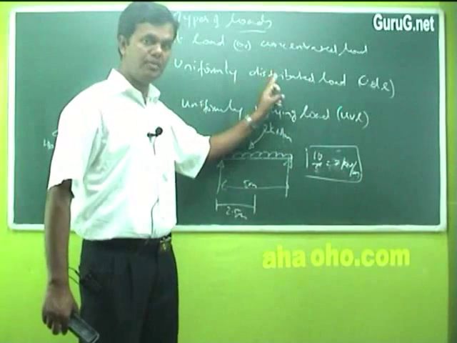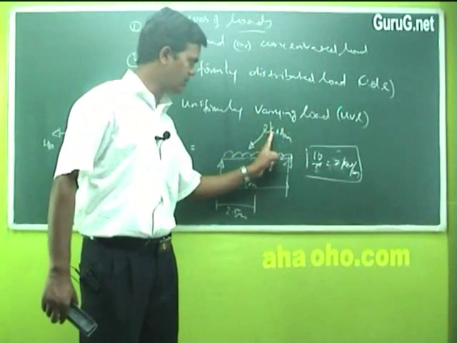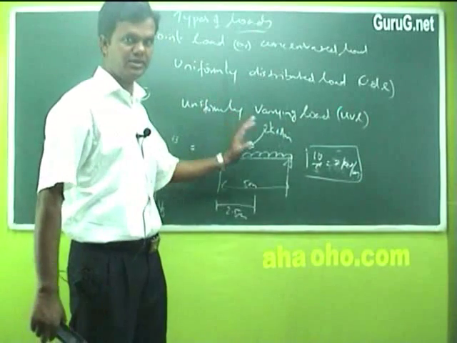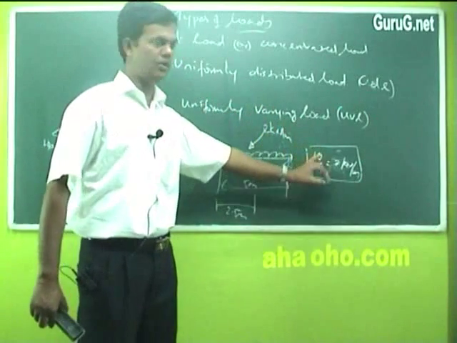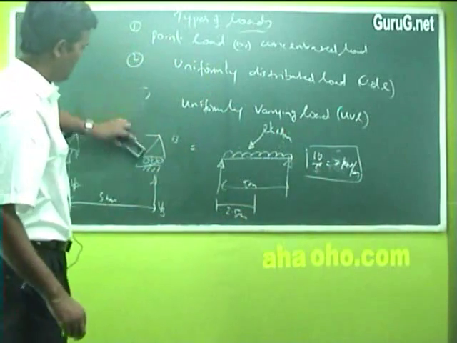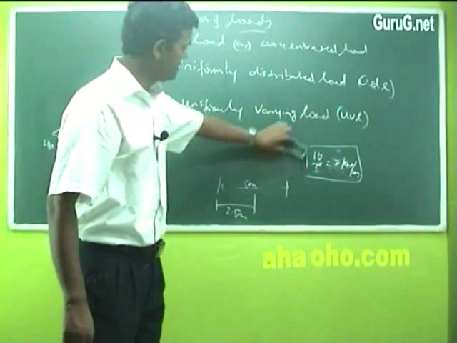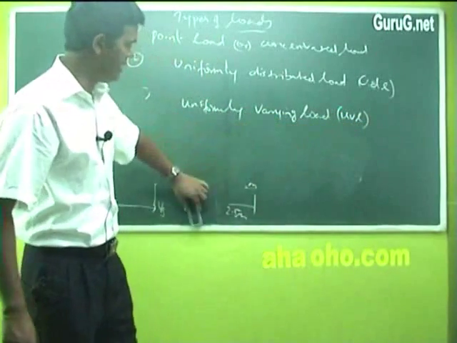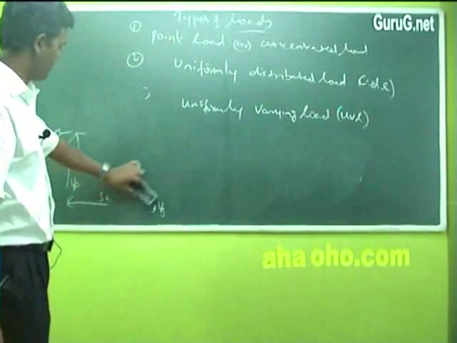Uniformly distributed load will be given in terms of kilonewton per meter. It cannot be given in terms of kilonewton directly. It is not a force, it is a force along with its distance also, right? So this is number 2. And number 3, the third one, is your uniformly varying load, called UVL.